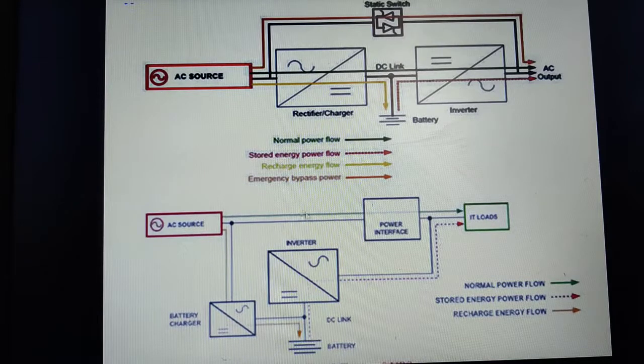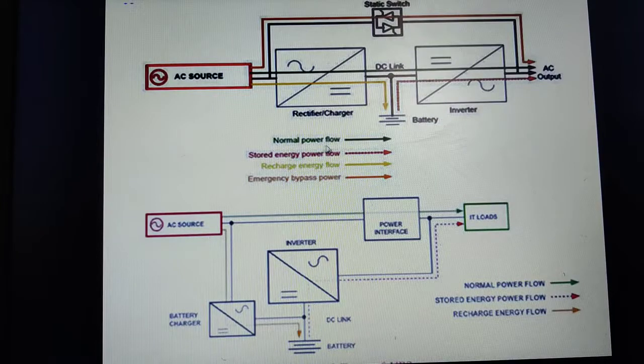When it encounters that there is no power supply, automatically it will start accessing the power supply from the battery, wherein the current again gets converted from direct current to alternating current, and then from the inverter it will start providing the electricity to the computer system. So this is how the offline UPS works. Then what about the online UPS? Sorry, online UPS. So in the online UPS, what happens here?